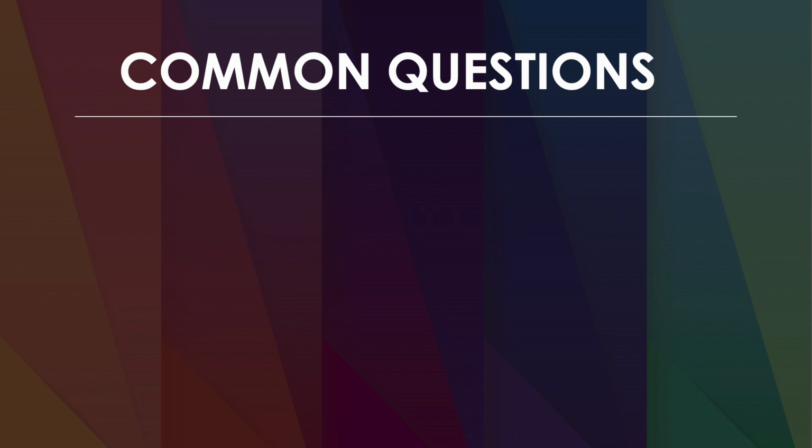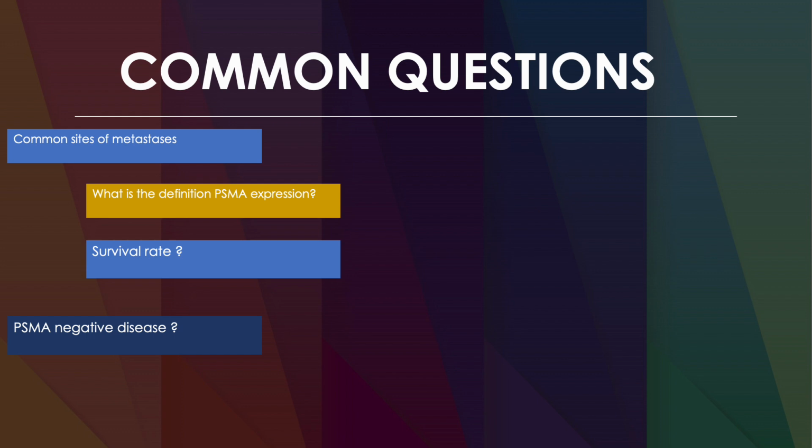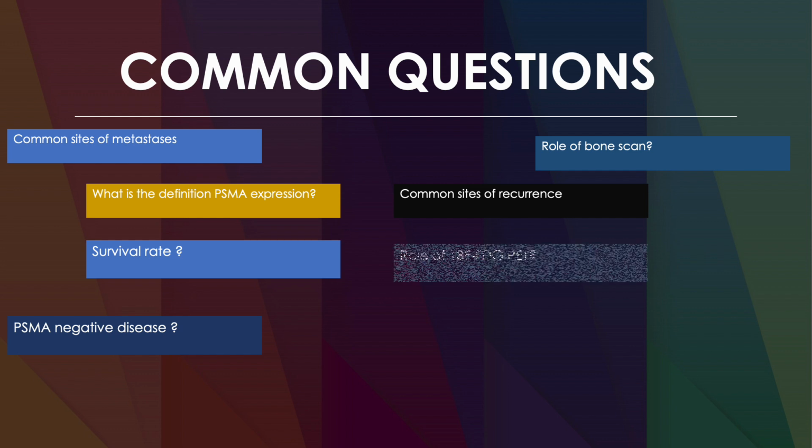So some of the questions we often ask are: What are the common sites of metastasis in prostate cancer? What's the definition of PSMA expression, and to which organs do you compare it? What is the survival rate in patients with prostate cancer? What do you mean by PSMA negative disease, and what proportion of patients will have PSMA negative disease, both in terms of primary as well as metastasis? And what is the role of bone scan in the era of PSMA imaging? What are the common sites of recurrence you need to look for when you're reporting a PSMA scan?